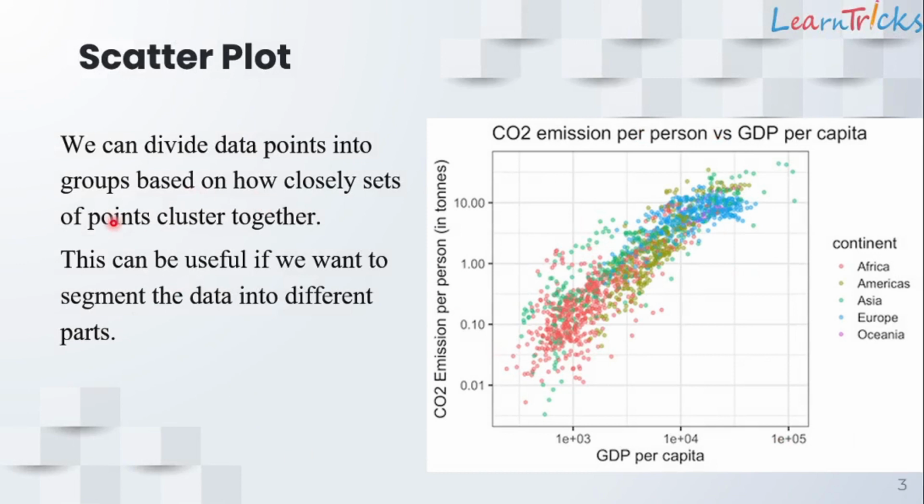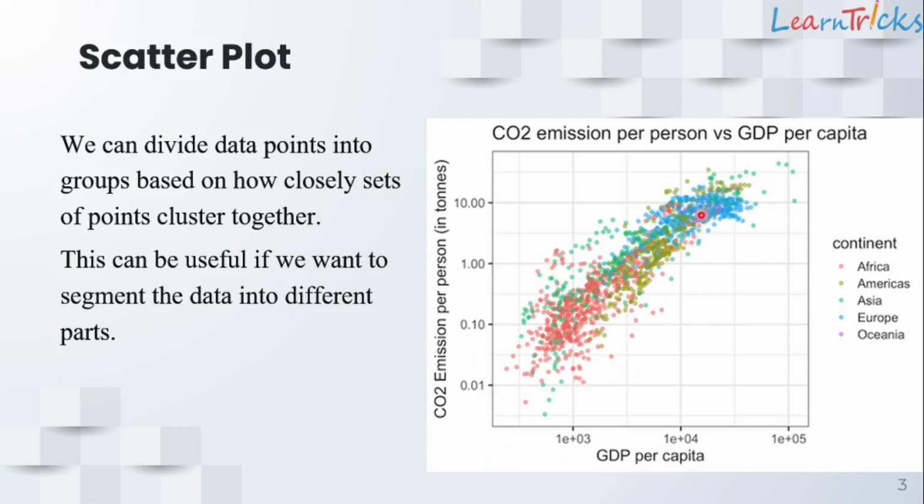So we can divide data points into groups based on how closely sets of points cluster together, which can be useful if you want to segment the data into different parts. Now this example shows how we can group or cluster the data. Here we are using GDP per capita and CO2 emissions per person in tons. So this is the relationship. Also we can find the relationship between the x and y variables by using this scatter plot.